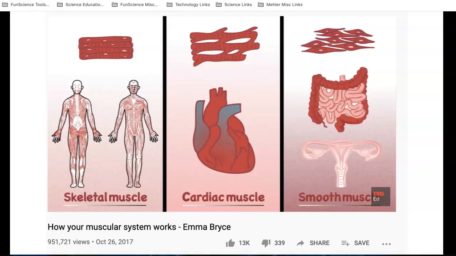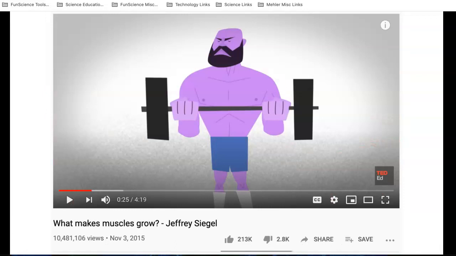But this is from TED Ed, and it's called How Your Muscular System Works by Emma Bryce. You can also just Google that. If you put TED Ed, How Your Muscular System Works, this will come up. And this is wonderful, and it talks about skeletal muscles, cardiac muscles, and smooth muscles, and how the muscles work.